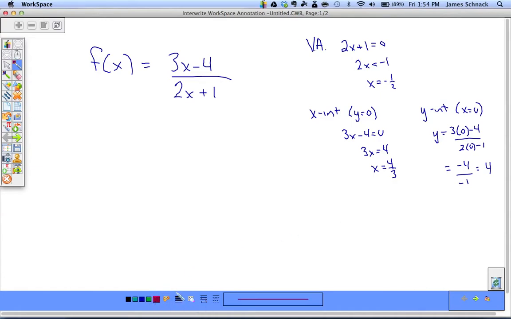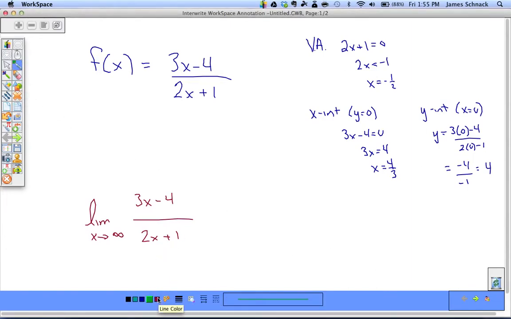Now let's talk the horizontal asymptote. So what we want to do is find the limit as x approaches infinity of 3x minus 4 over 2x plus 1. And when we get more into calculus, we'll talk a lot more about limit properties, but what we can do is apply the limit to each term independently. But that's a problem because the limit as x goes to infinity of 3x, well, there is no limit. That gets bigger and bigger and bigger, so that doesn't help us.